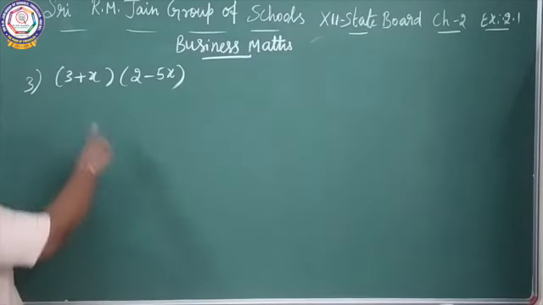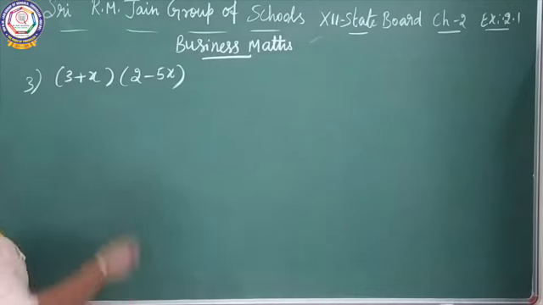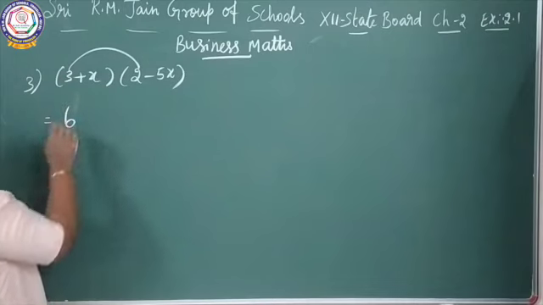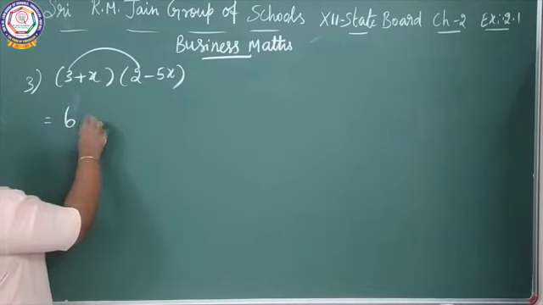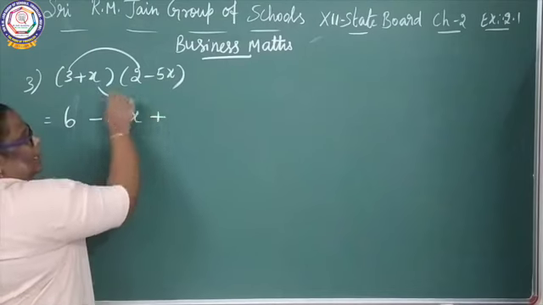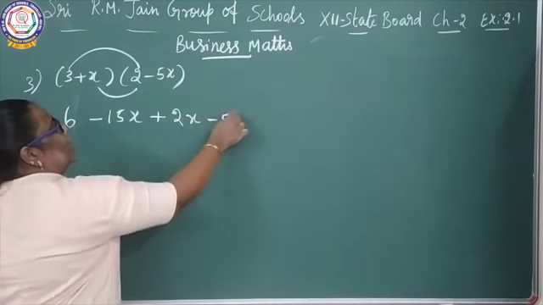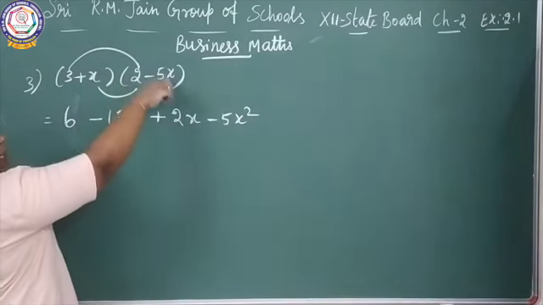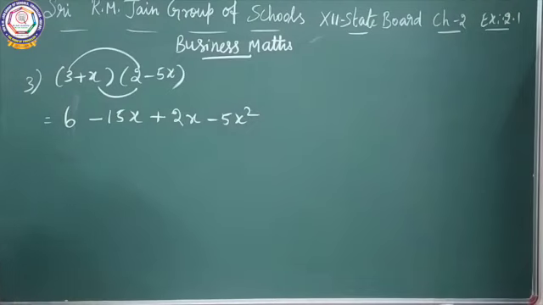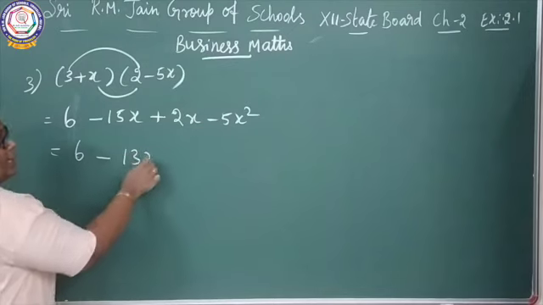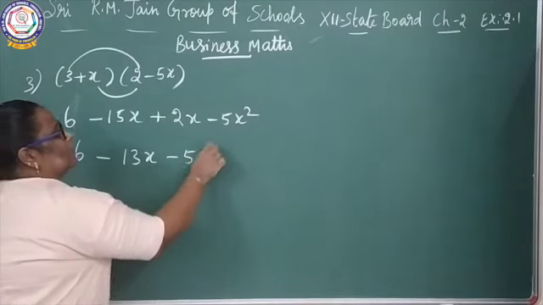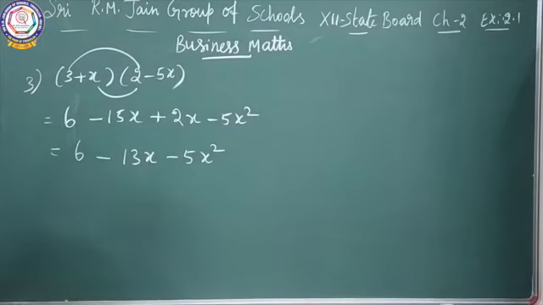See the third sum, (3 + x)(2 - 5x). First you multiply. 3 2s are 6, 3 into minus 5x is minus 15x, plus 2x, minus 5x square. It gives 6 minus 13x minus 5x square, since 15 minus 2 is 13x.